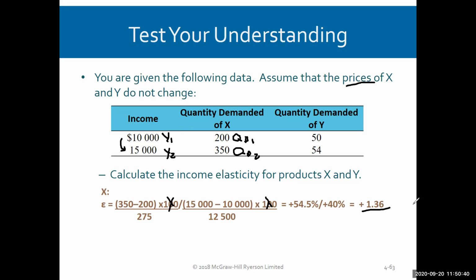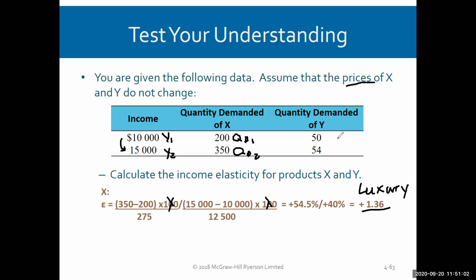So is that a necessity or a luxury? It's a luxury because the income elasticity is positive, so it's a normal good, but it's greater than 1. So it's a luxury good. It'd be like those recreation memberships or Mercedes-Benzes, things like that.